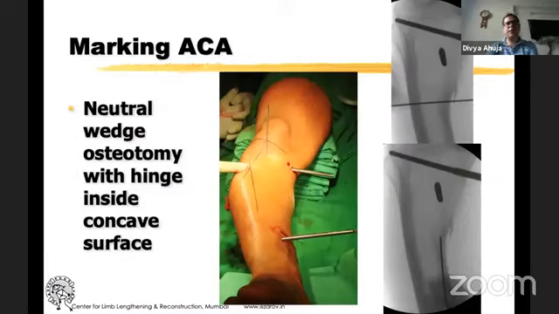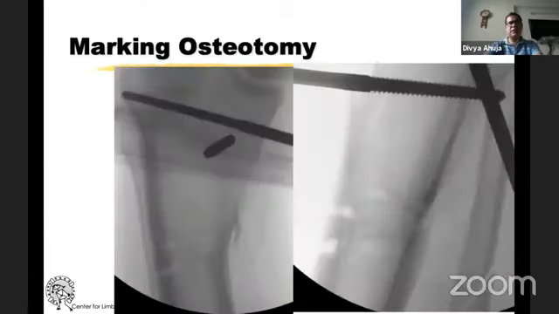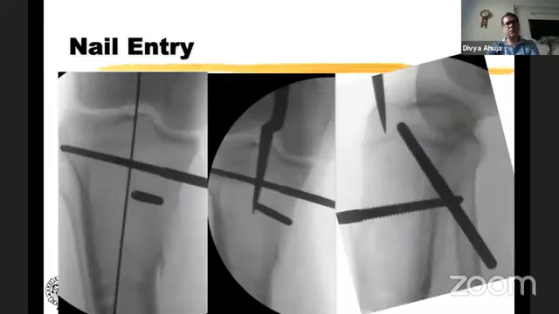Then we marked the CORA and the ACA. So here we planned for the neutral wedge with the hinge just inside that concave cortex. And drilled for the osteotomy. That's showing the wedge there. And then the nail entry was made.